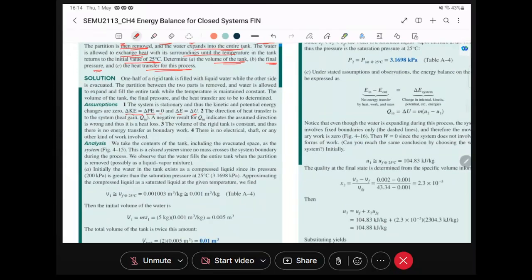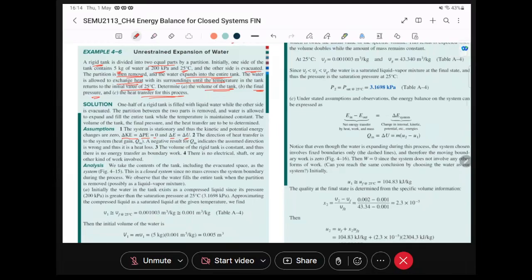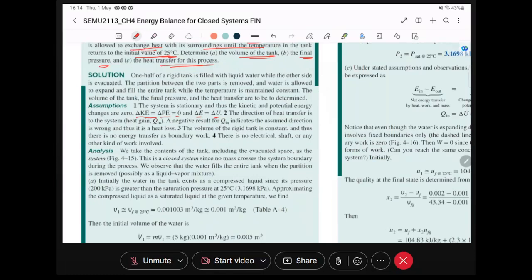So first, let's find out the volume of the tank. How can we do it? First of all, we know the initial state. It contains water, which means saturated liquid. More accurately, it's a compressed liquid, not saturated. But we have the pressure and we have the temperature, so then we can approximate the specific volume.